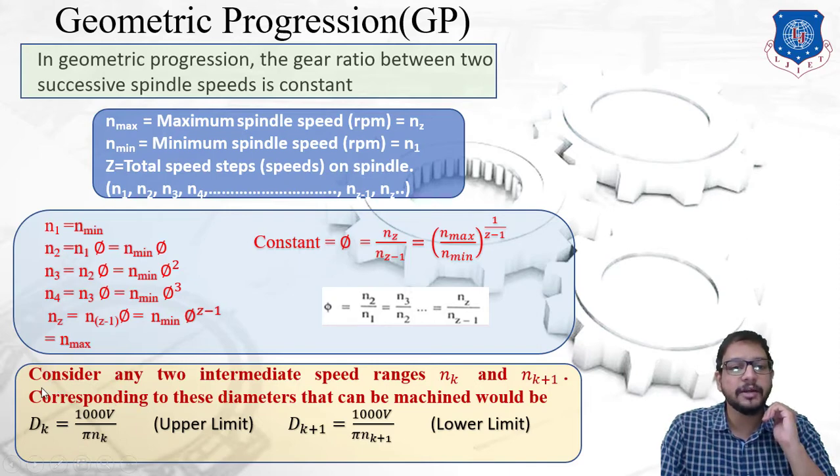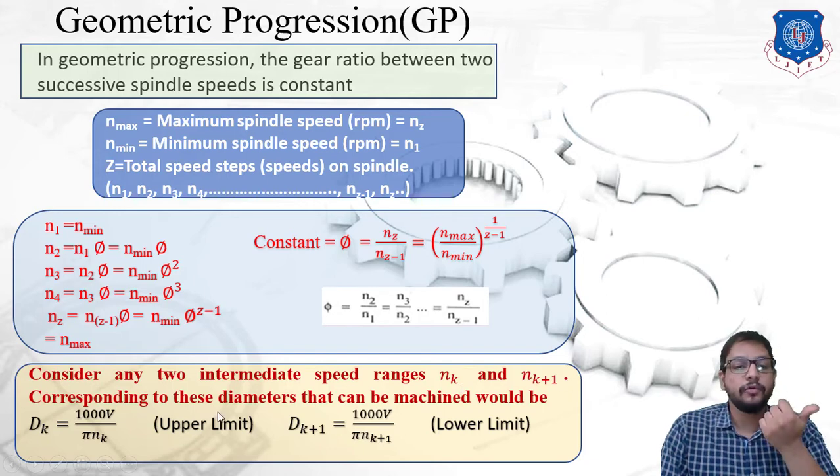So you can see I have written: consider any two intermediate speed ranges, let's say NK and NK plus 1. Over here we can clearly see that NK would be a smaller speed and NK plus 1 would be a bigger speed, right? So corresponding to NK, can I say the diameter would be of a bigger size of the workpiece? Why? Because in the denominator there is NK, which is of a smaller value. So obviously DK will be a higher value. So I have written over here upper limit. Similarly, corresponding to NK plus 1, which means a higher speed compared to NK, obviously the diameter would be a smaller one. So over here I have written lower limit. Okay, now let's proceed further.